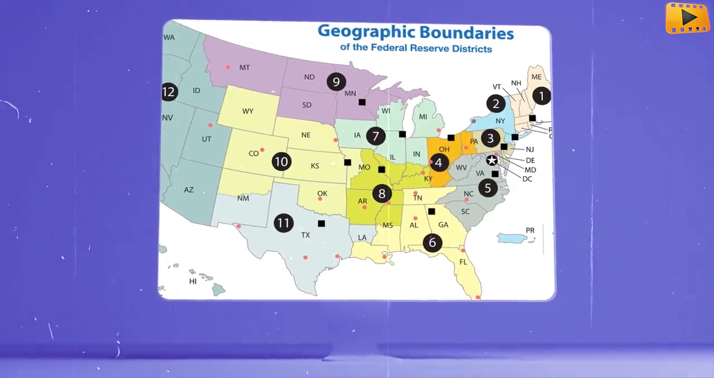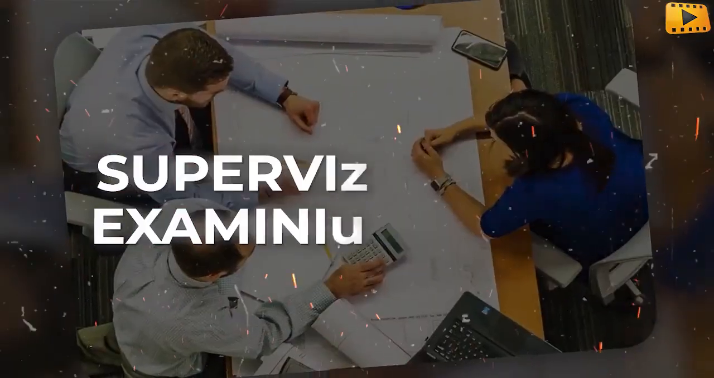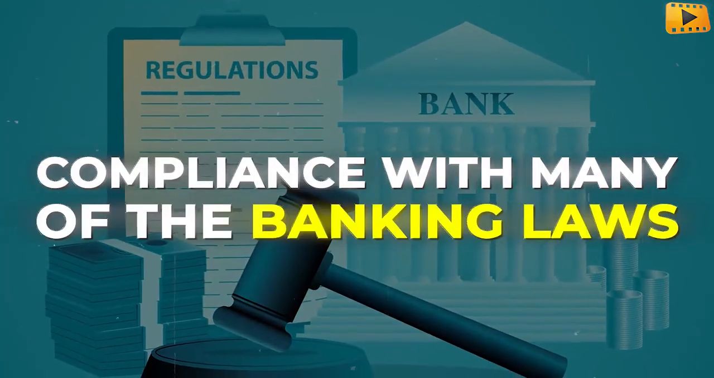Now, moving on to the 12 Federal Reserve banks. Although they are overseen by the 7 governors of the Federal Reserve, they do also operate independently as well. They perform duties such as supervising and examining banks and other financial institutions. They enforce compliance with many of the banking laws, and in addition, they will also lend to these banks to make sure there's enough liquidity in the system.